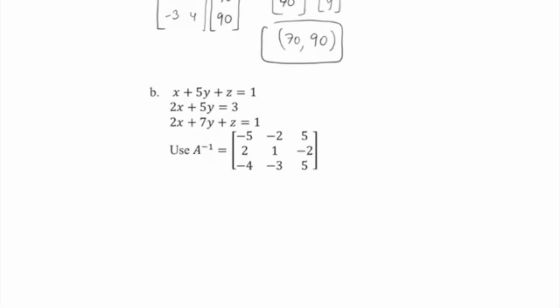Now part B is the same process as part A, but when you have 3 equations and 3 variables, you have to find the inverse of a 3 by 3 matrix, which is very lengthy and rather difficult, to be honest. And so for a problem like this, the inverse matrix will be included in the problem. So we're going to use this inverse matrix.